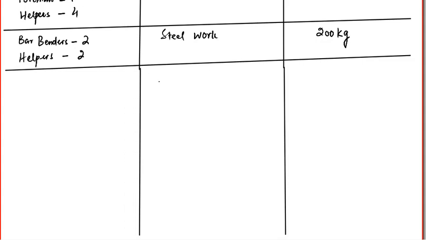Next will be tile work. The unit of tile work will be square meter again, right? If you are doing 20 meter square of tile work, you may need proper tile masons. So you need 2 tile masons and 2 helpers. These 2 tile masons and 2 helpers will do 20 meter square of tile work within 8 hours.